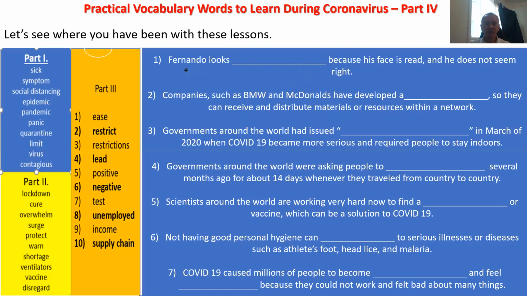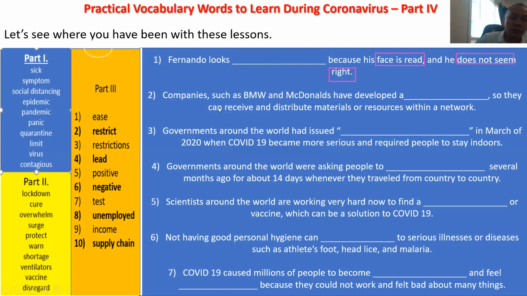For example, number 1, Fernando looks blank because his face is red and he does not seem right. So the key words are: his face is red and he doesn't seem right. So these are the key words to help you. So what word can go into the line here? Okay.